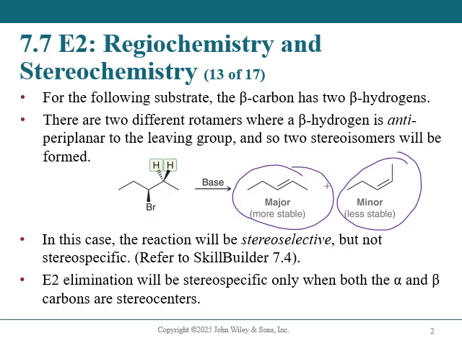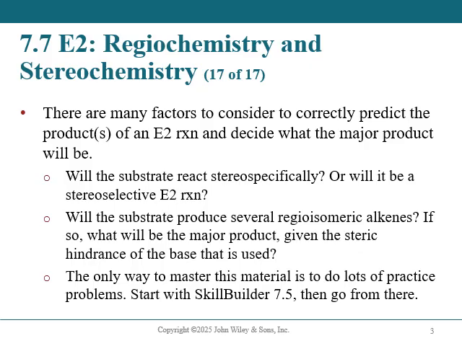E2 elimination will be stereospecific only when both the alpha and beta carbons are stereocenters. There are many factors to consider to correctly predict the product of an E2 reaction and decide what the major product will be. Some of the questions that you need to ask yourself every time you're analyzing one of these systems is, will the substrate react stereospecifically, or will it be a stereoselective E2 reaction? Will the substrate produce several regioisomeric alkenes? And if so, what will be your major product, minor product, etc.?